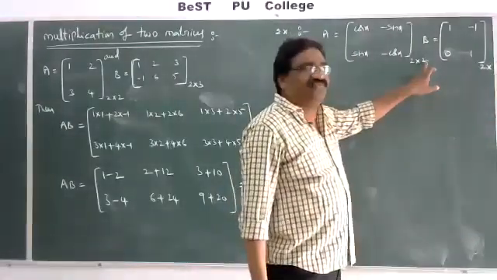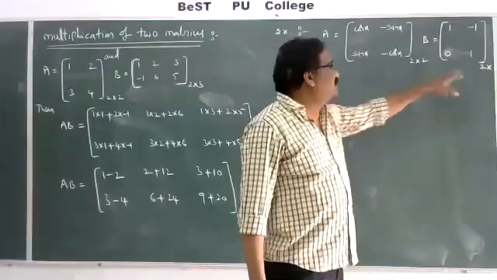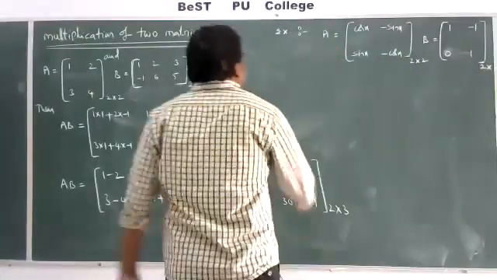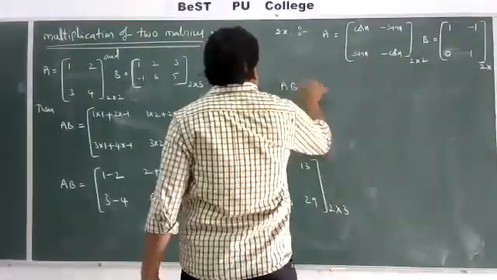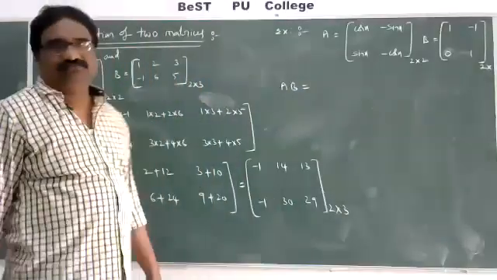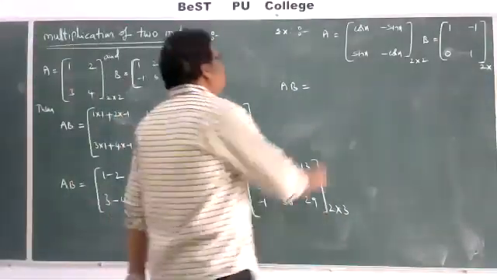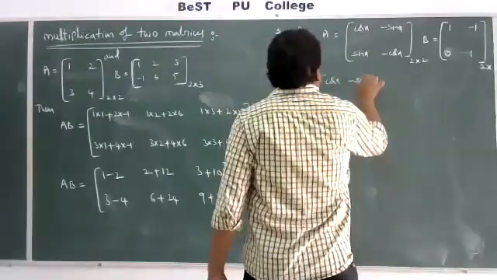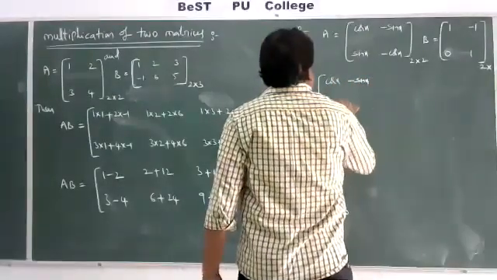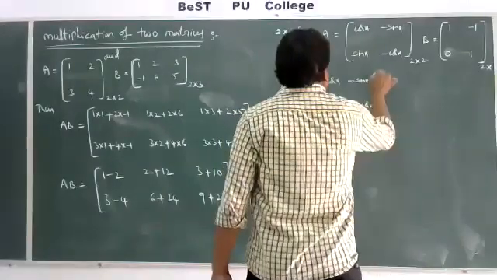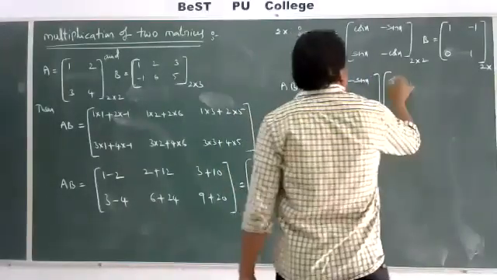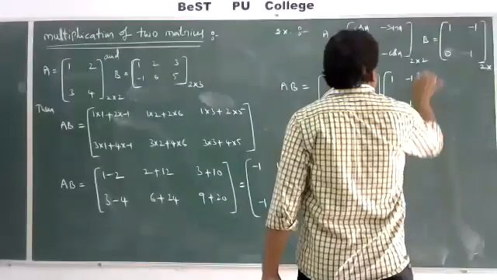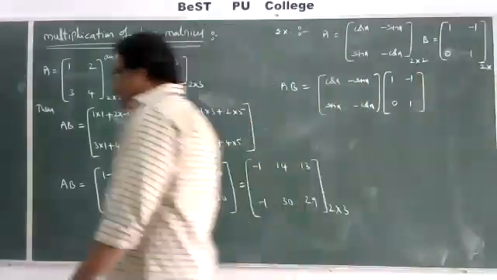Here, number of columns, number of rows. Here AB is equal to, first write A: cos x, minus sin x, sin x, minus cos x, into B: 1, minus 1, 0, 1. Then multiply.